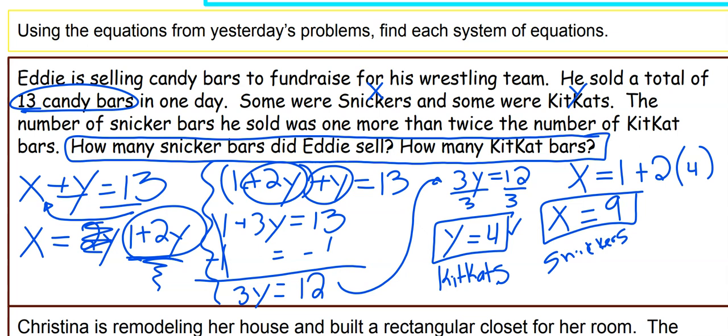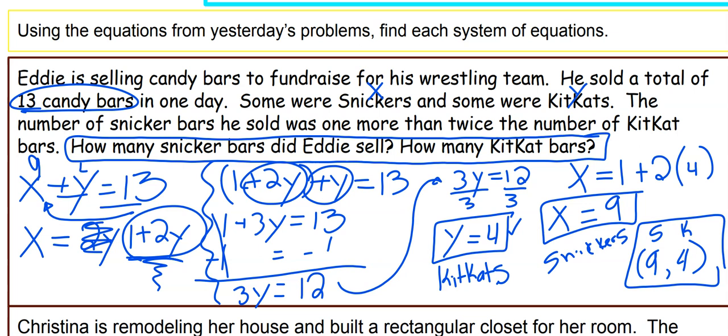So the way we can write our answer is as a set of points. The x value, which is Snickers, is 9. The y value, which is Kit Kats, is 4. I'll put S and K for Snickers and Kit Kats. And this makes sense because if I plug in the 9 for x in my equation I had over here on the left, and I plug in the 4 for y, does it indeed equal 13?